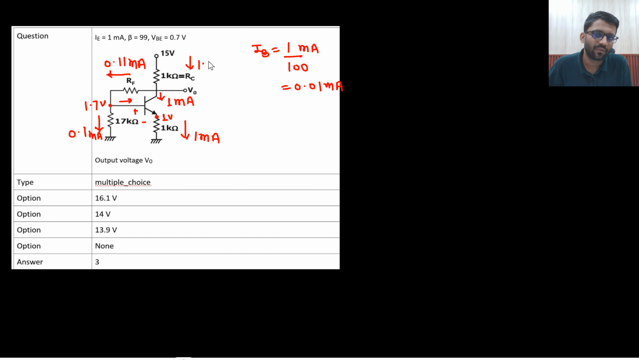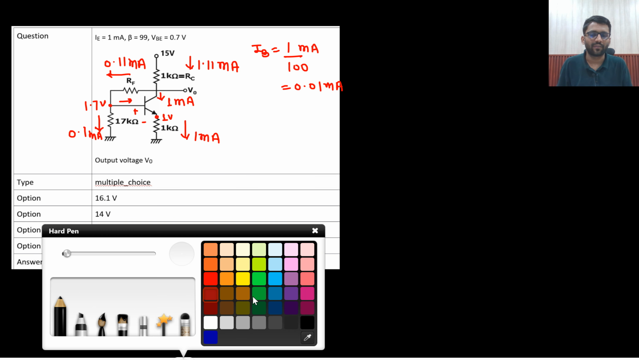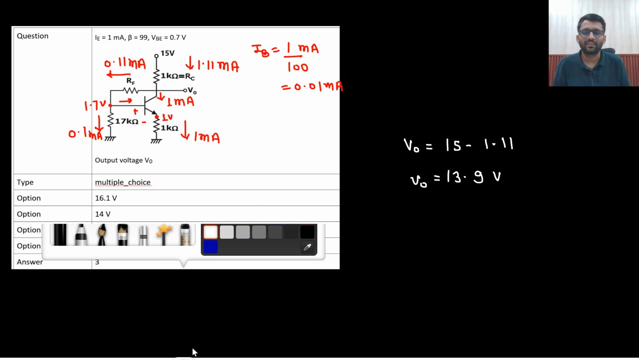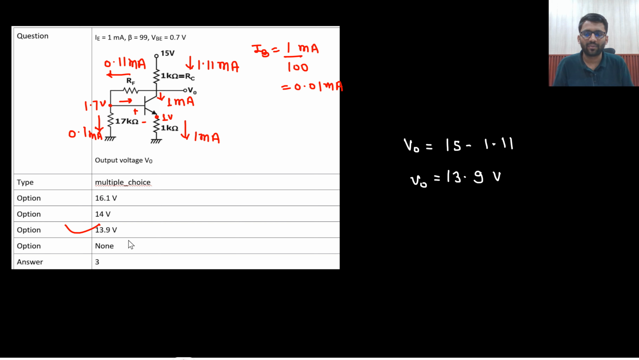So this would be 1.11 milliampere. Very easy problem. What you need to find? V0. So V0 will approximately be 15 minus 1.11 into 1 kilo ohm. So it would be 13.89. So 13.9. Approximately V0 will be 13.9 volt. That's it. So in the examination you can directly see the current. This is one. You current. And what would be the V0? Okay. Very easily you will be able to.